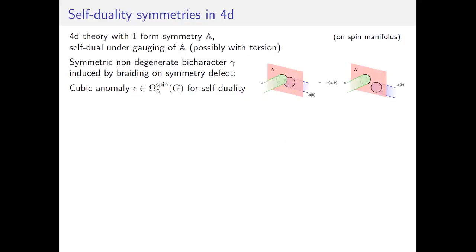In four dimensions, we have a one-form symmetry and a theory that is invariant under gauging this one-form symmetry. There is also this symmetric B character. This time it comes from braiding on these three-dimensional defects as before, because there are the surfaces of these one-form symmetry defects. They end as lines on these defects, and the braiding of these lines gives us the symmetric B character. And also there is a cubic anomaly, epsilon, for this self-duality, thinking of it as an invertible defect.